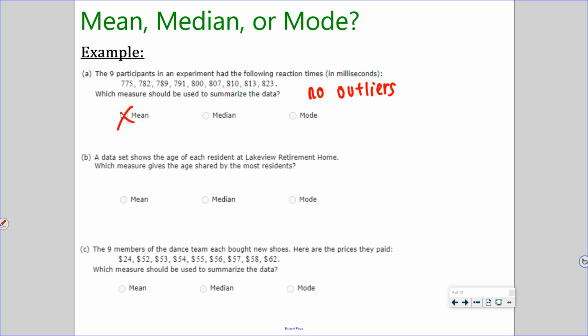Okay, B. A data set shows the age of each resident at Lakeview Retirement Home. Which measure gives the age shared by most residents? So this one's kind of confusing because the data is still numerical, since I'm giving the age, but I see this wording, by most residents. What do you think? The mode. Yep, mode. Which one occurs the most often?